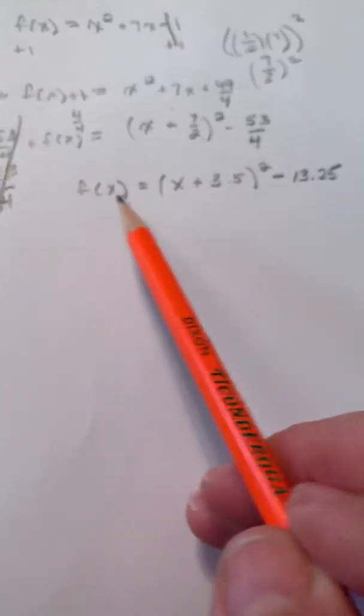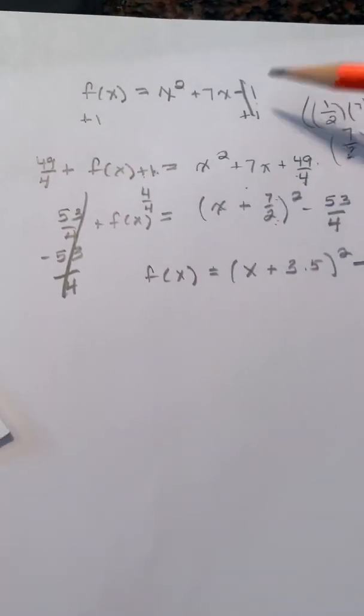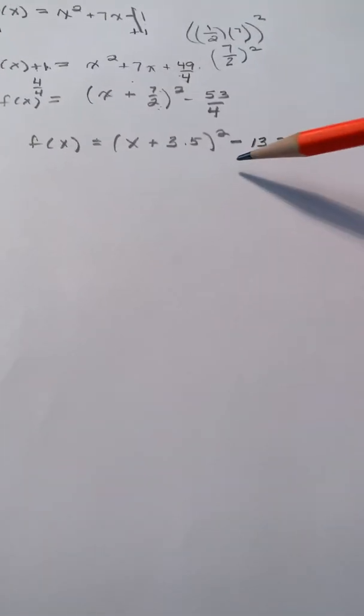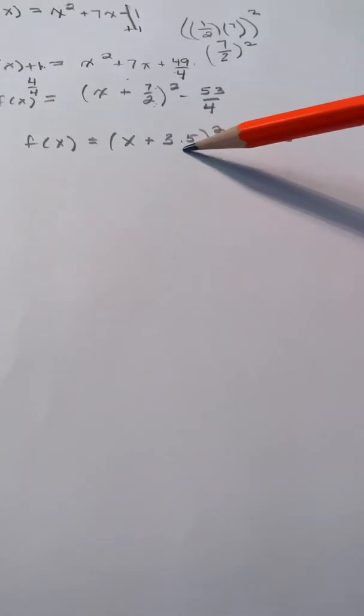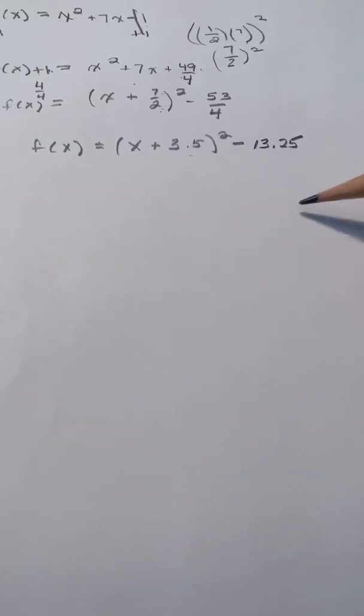So I know now for a fact that this one in vertex form is equivalent to the one given to me in standard form. I'll also be able to tell you a couple of transformations as well. So this is 3.5 units to the left, and this is 13.25 units down.